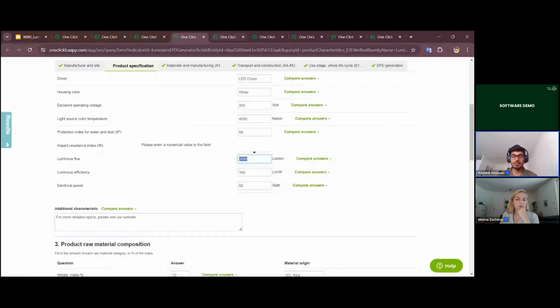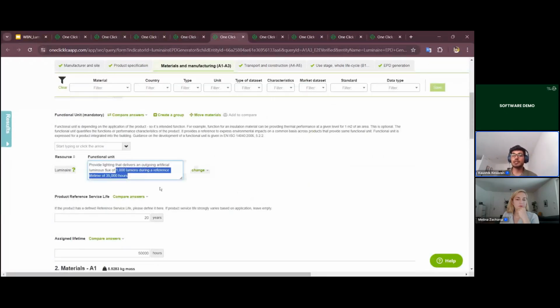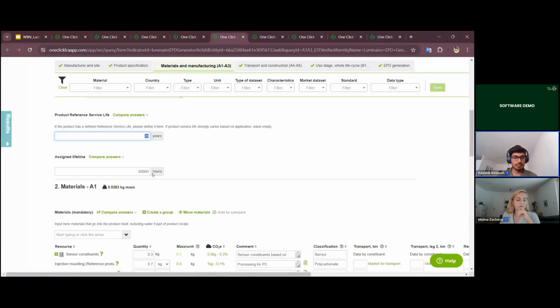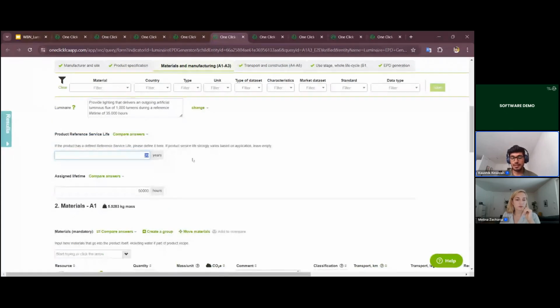So to make the results compatible, results at the functional unit level is important, which is why we have 1,000 lumens as a base for comparison, as well as 35,000 hours fixed. Now, what the software does in the background is it would convert the results to this specification as well as the declared unit level, so that you have both the results at hand. The reference service life, 20 years. As an example here, it can depend on a lot of factors and the application, be it its need in warehouses or sports facilities, and so on. Assigned lifetime is 50,000 hours here.